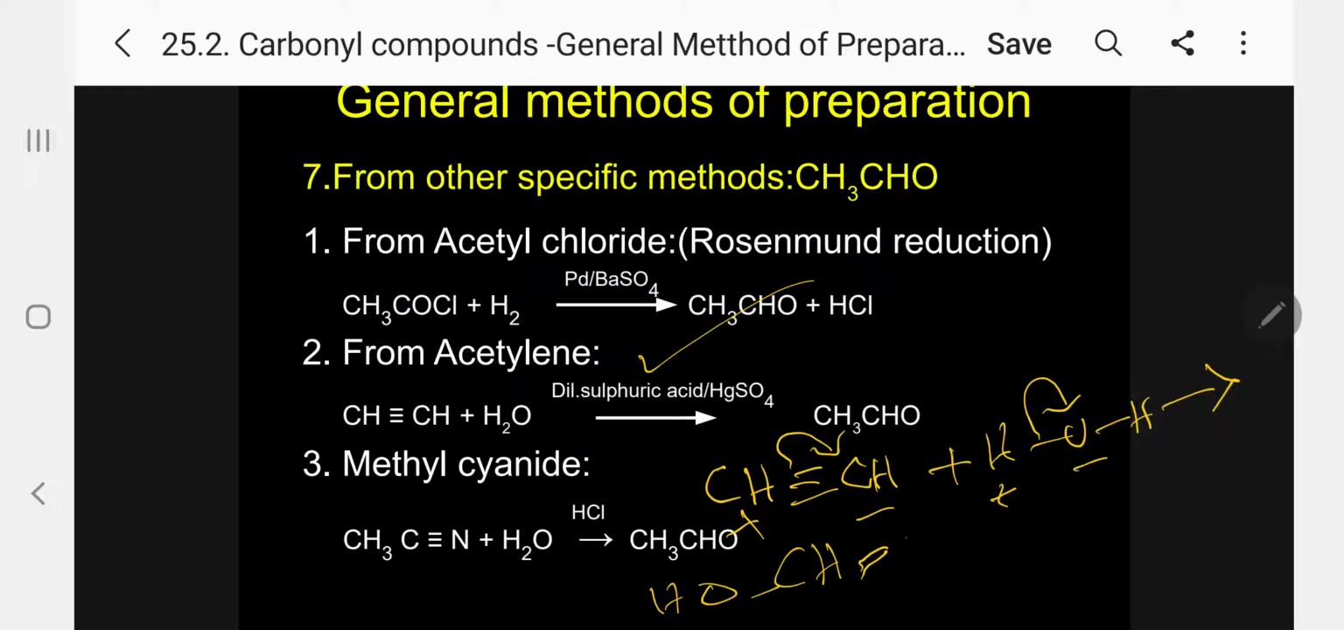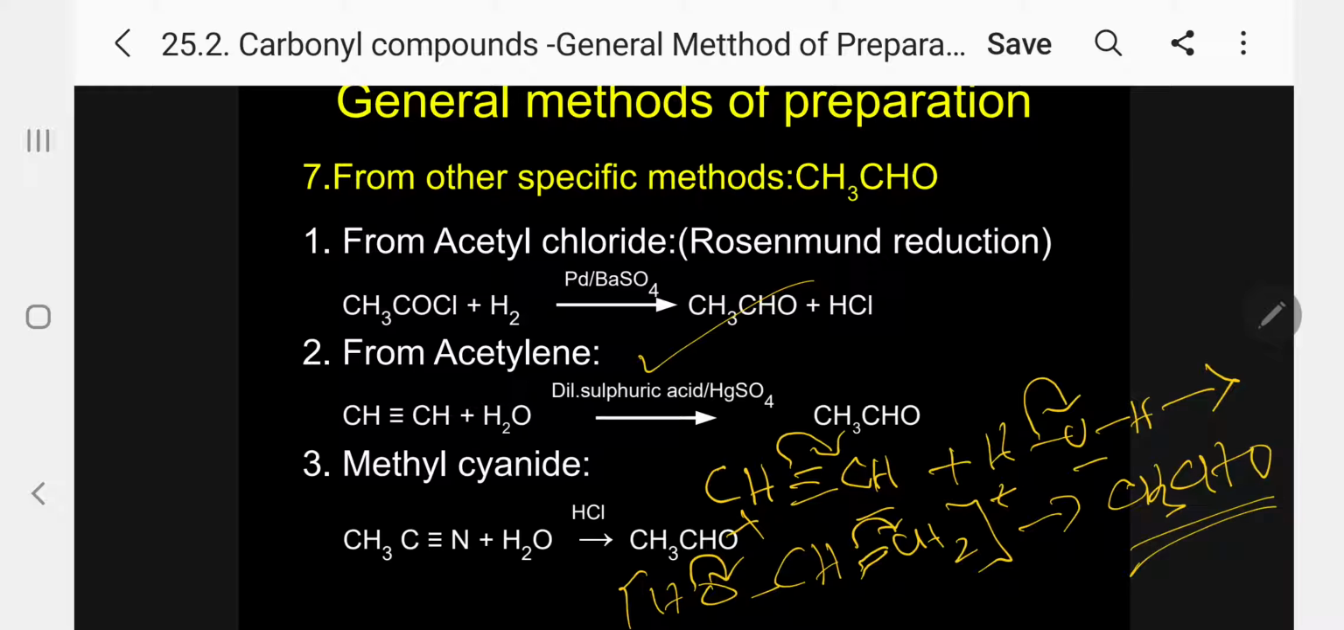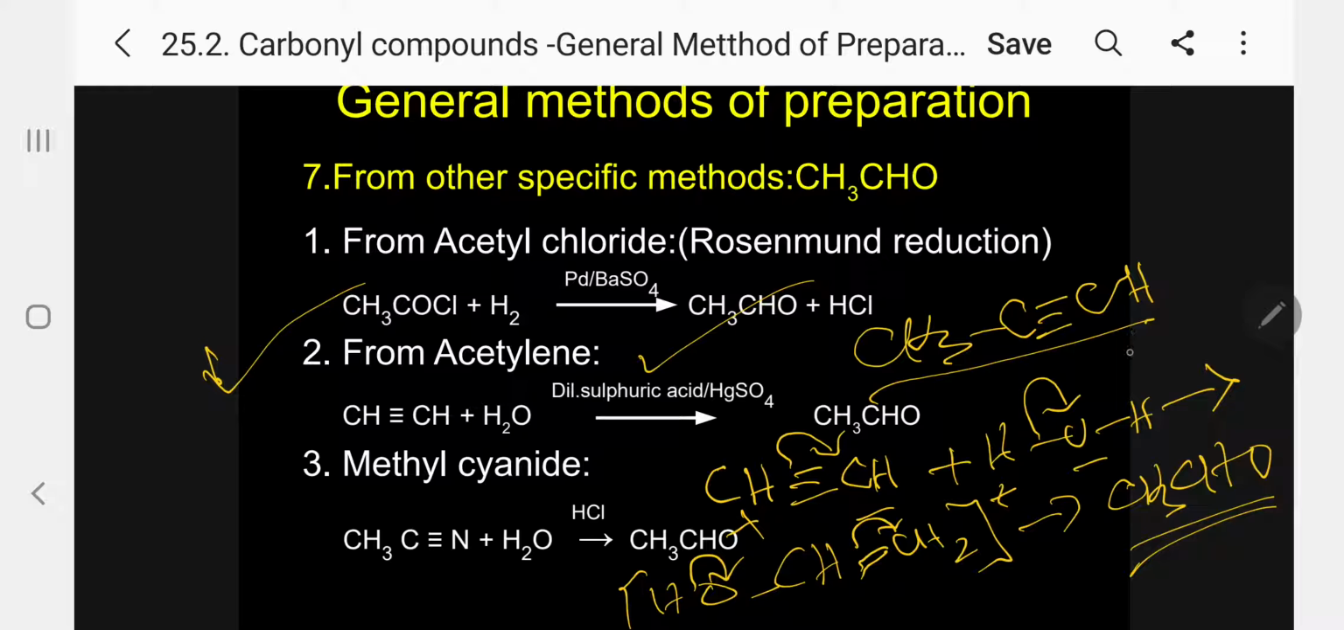Now the double bond, CH2. This is unstable, because a double bond connected to OH is unstable. So what will happen now? This will rearrange in this form, giving now acetaldehyde. Please follow. A stable product. So from acetylene, I can get acetaldehyde. Instead of acetylene, suppose if I use propyne, please follow, this is most important. If I use propyne, product is acetone. You must understand this. Product is acetone.